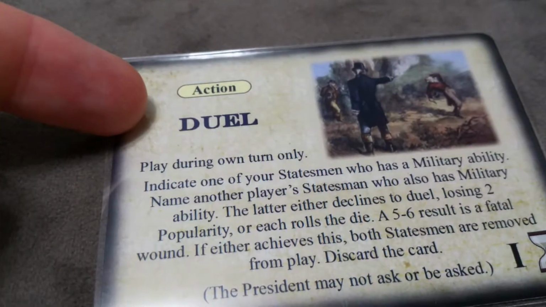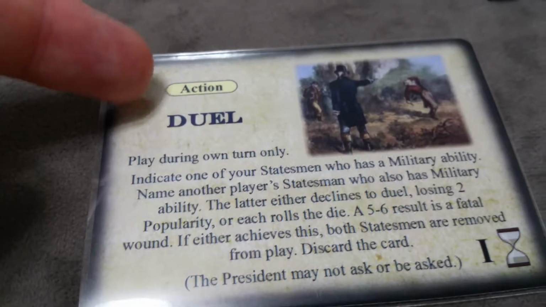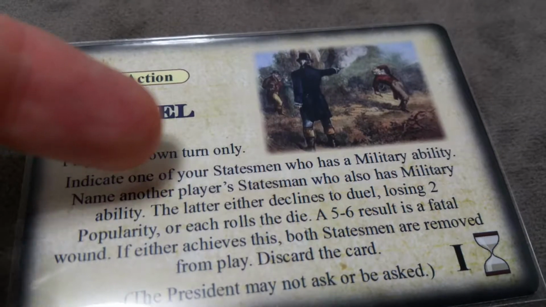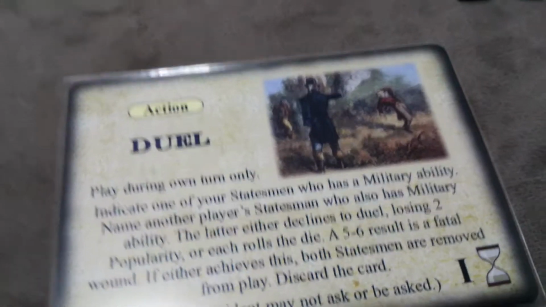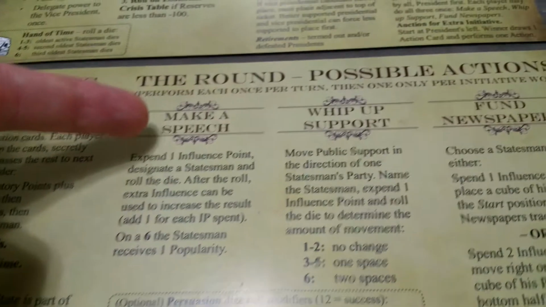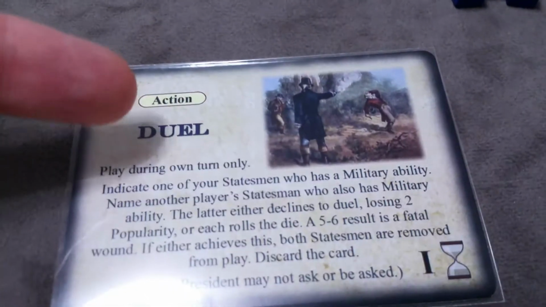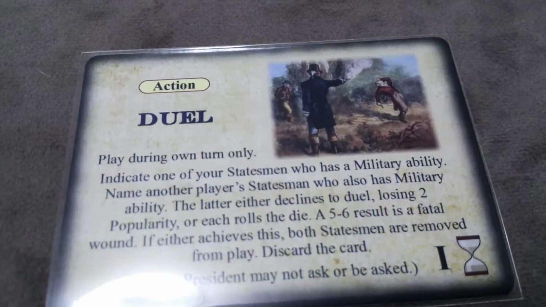One other thing I wanted to point out, most actions can be played at any time. Here's a specific action that says play during own turn only. So that would be during the player's turn when they're making the decisions to do one of these actions. That's when a duel card can be played.